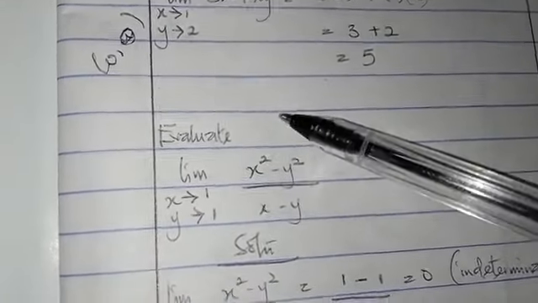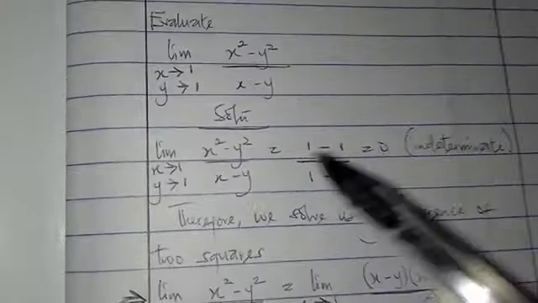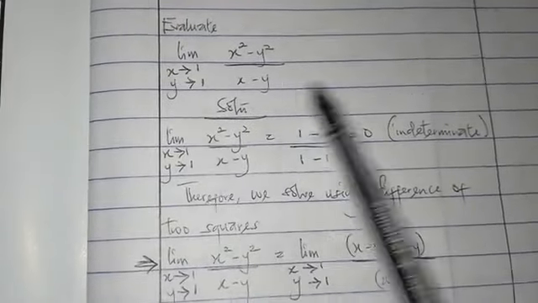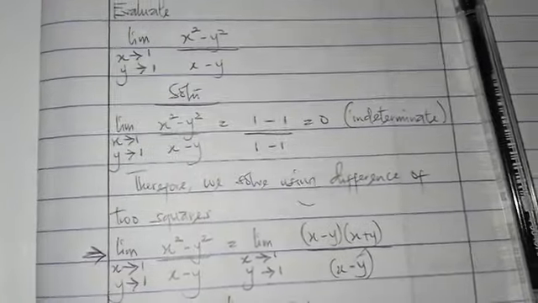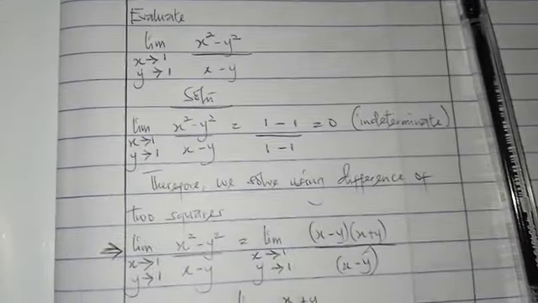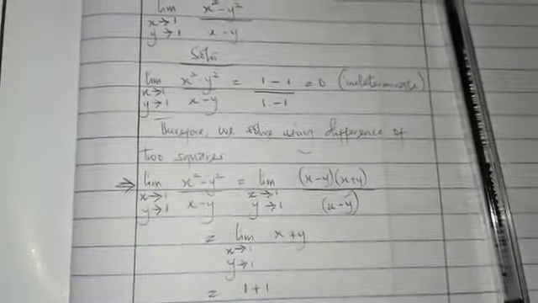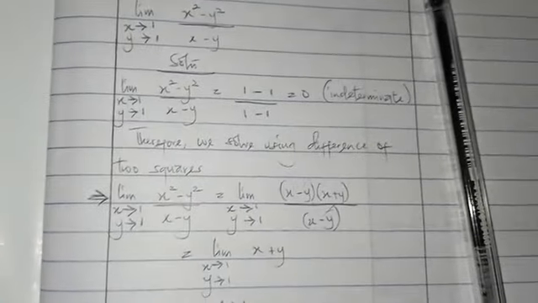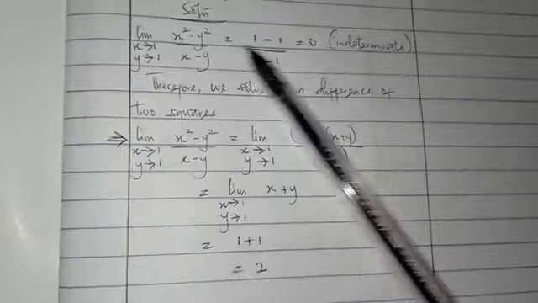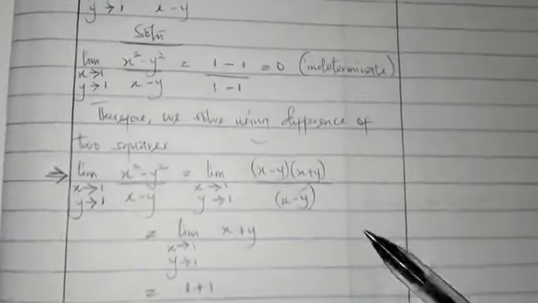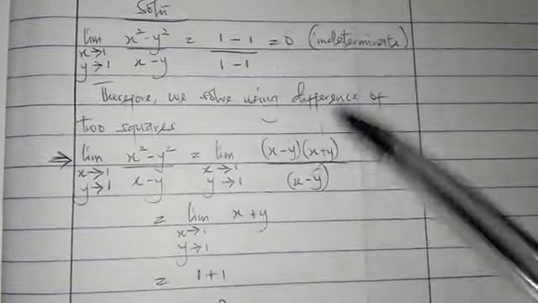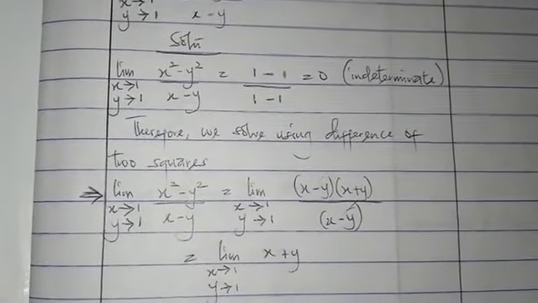Now you're given this one. It said evaluate the limit as x tends to 1, y tends to 1 of x squared minus y squared all over x minus y. Solution: if you just substitute, you have 1 squared minus 1 squared, which is 1 minus 1, all over 1 minus 1, equals 0 over 0, and that is indeterminate in mathematics.